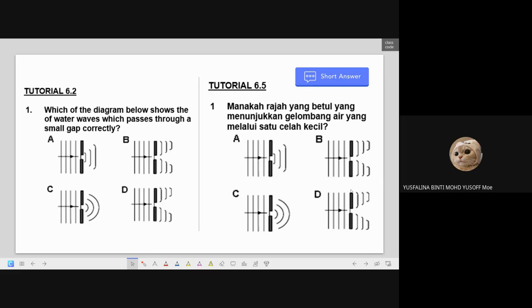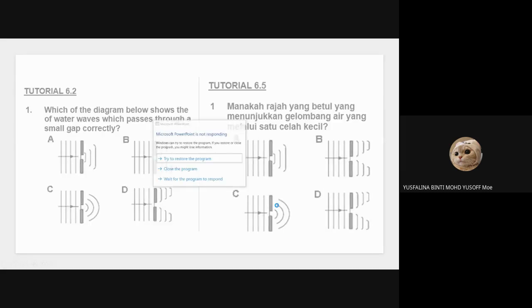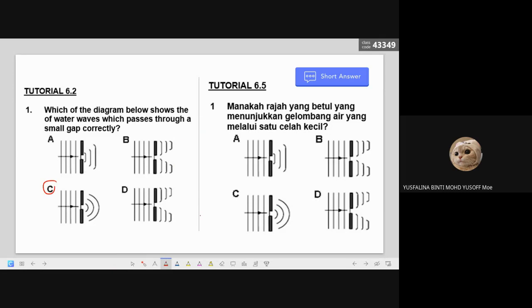C. So it says which of the diagrams below shows the water wave which passes through a small gap correctly, right? So the answer should be C. Okay. Good. Now my slide also hangs. Okay, so the answer is C.